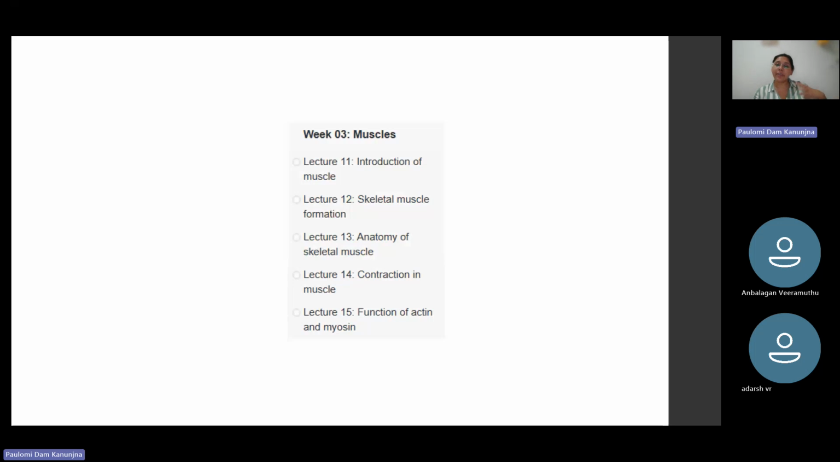So you would have started with muscles. What is a muscle? How does a muscle look like? What is the structure? Then we moved on to skeletal muscle in detail, where we started with the formation of skeletal muscle. Then we looked at the anatomy. And then we did something very important and interesting, which is the contraction of muscles. When your muscle is contracting, how does it actually take place and what is exactly the mechanism behind it? And then in relation to that, we studied the function of actin and myosin. So these were the 5 topics or 5 lectures that were covered in week 3.